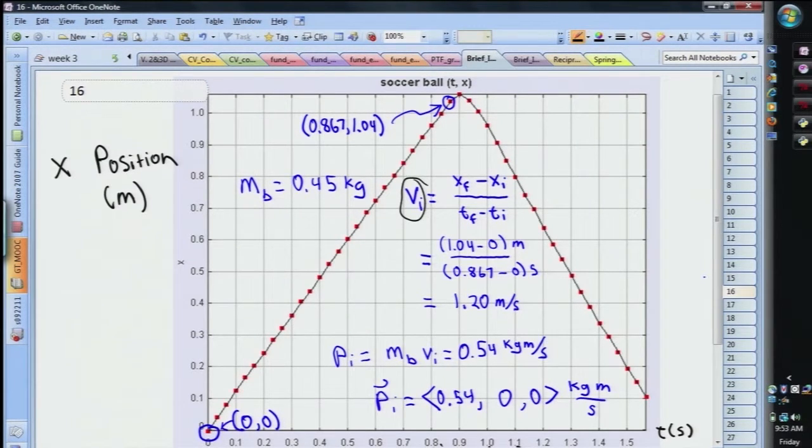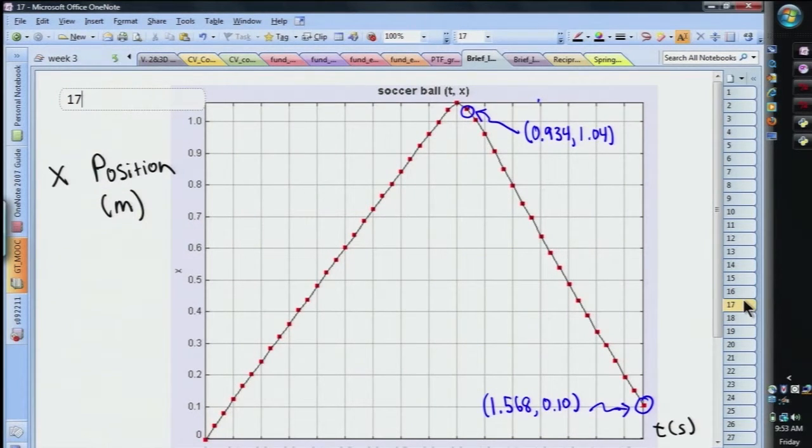Then with the mass of the soccer ball, we can compute p sub i, the initial momentum. Notice that the direction of the momentum vector is in the plus x direction. This is consistent with our choice of coordinate system, where we choose the plus x axis to point to the right, the direction in which the ball moves initially.